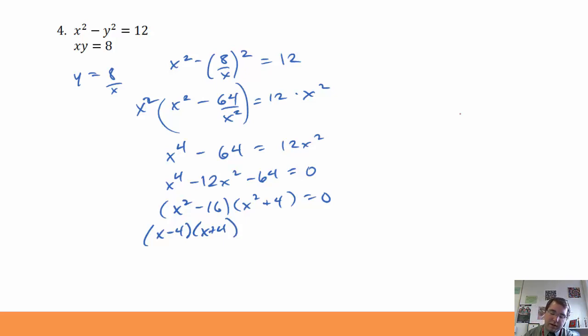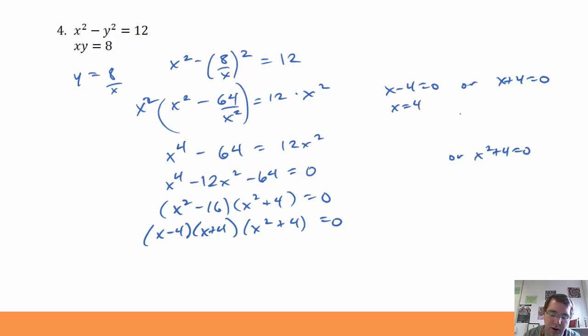Since we're looking at solutions as points of intersection, we don't need the complex solutions. We're only really looking for the real solutions here in this section. So we'll have x minus 4 equals 0, or x plus 4 equals 0, or x squared plus 4 equals 0. If x minus 4 equals 0, that means x equals 4. So if y equals 8 over 4, then y equals 2. So I'll have the point 4 comma 2 as a solution.